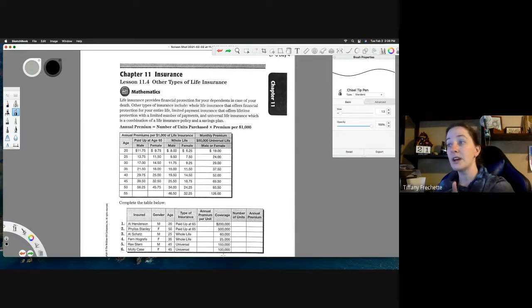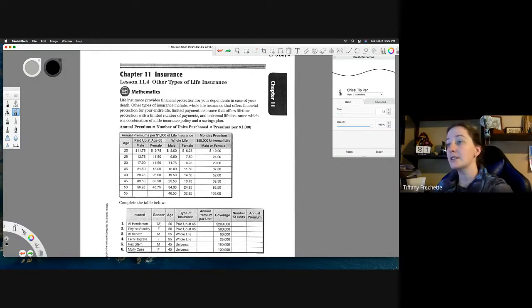Then they're telling you the coverage they're choosing. How much are they choosing? And then we do the number of units. Remember, number of units is just how many thousands are there. So we just divide by 1,000 here. And then what we're going to do is take the number of units and multiply that by the annual premium per unit. Okay, so let's go ahead and do this.